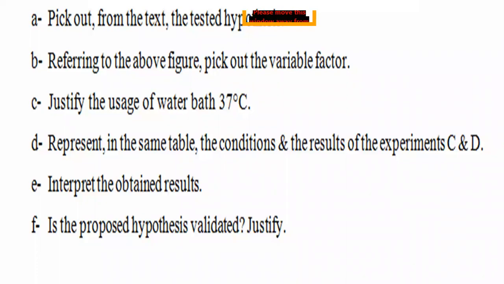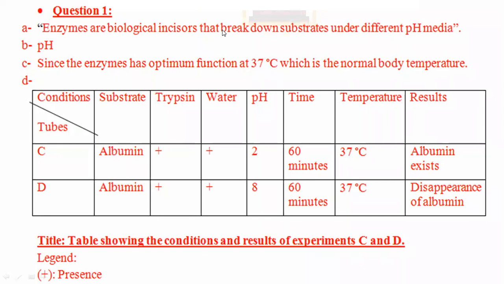Already done. The table of conditions and also the graphs, interpreting and analyzing them, we have covered before in grade 7. So this should be with you. This is the table of condition. Let's review parts A, B, C, and D together. For A, I pick it out from the text. Part B, what is the variable factor? It is the pH.